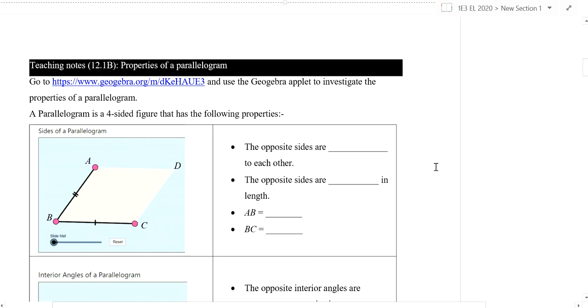So let's go ahead and fill in the blanks. Opposite sides are parallel to each other, opposite sides are equal in length, and specifically AB is equal in length to DC and DC is equal in length to AD.